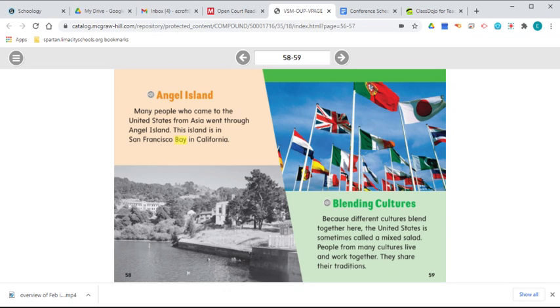Because different cultures blend together here, the United States is sometimes called a mixed salad. What happened? The United States is sometimes called a mixed salad. Why? Because many different cultures blended here.